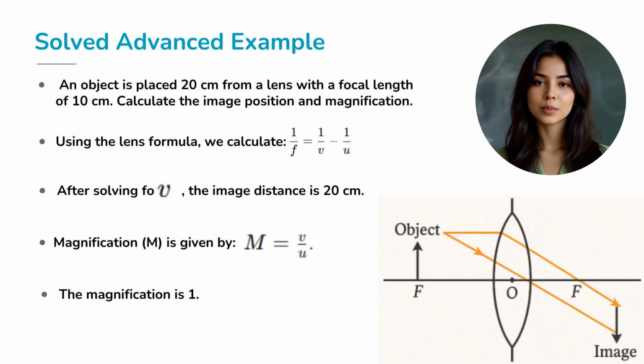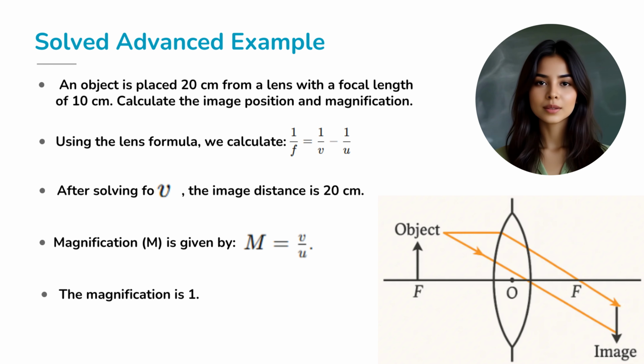Now let's move to magnification. Magnification, m, is given by the formula m equals v divided by u. So, we plug in the values for v and u. M equals 20 divided by negative 20. And voila! The magnification comes out to 1. That means the image is the same size as the object.